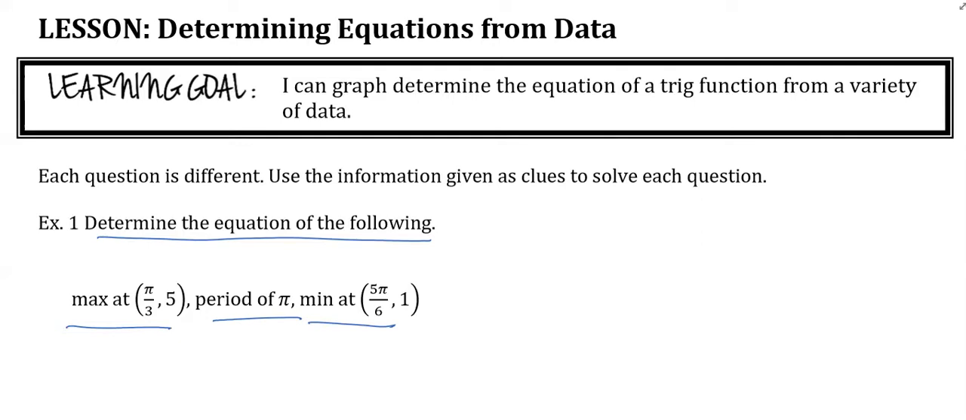Okay, so we need the A, the K, the C, and the D. What jumps out at you? Some things are easier than others, I think.